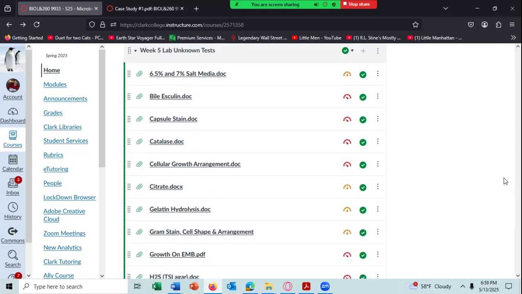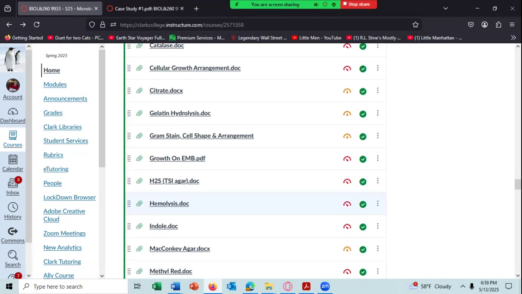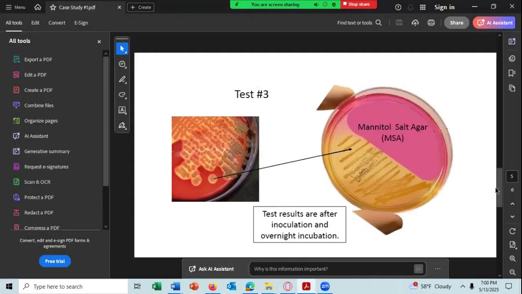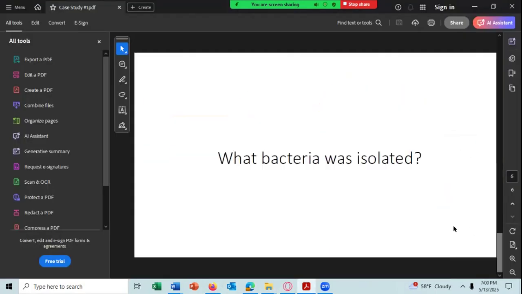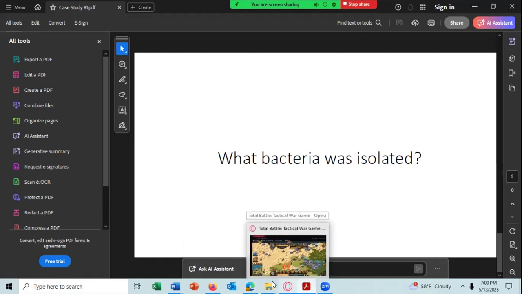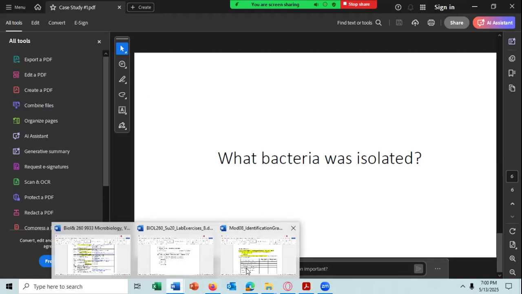We need to add this file for this. For some reason, your term doesn't have this added. I'll add the mannitol salt agar file here. Anyways, that tells you some information, and that's the last test, I think. And then what bacteria was isolated? You do need to know the species by going through the dichotomous key, and then write that information for case study 1.